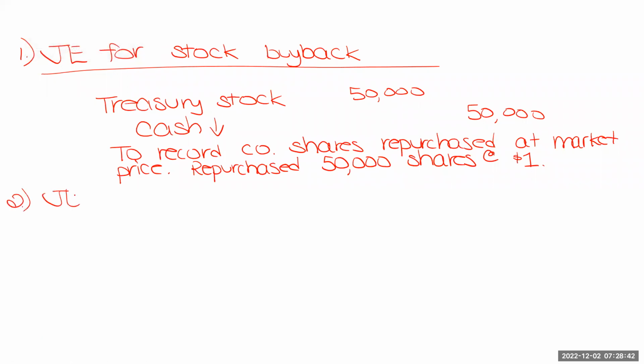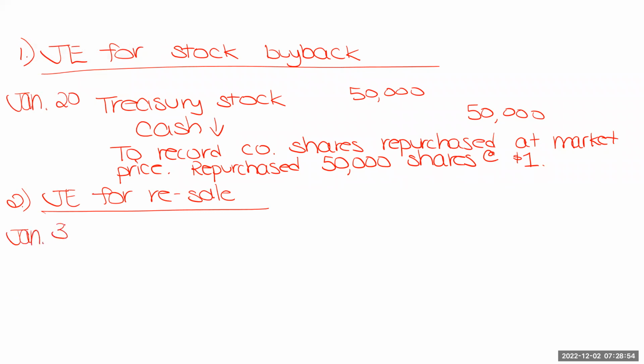So our journal entry for resale. So maybe we buy it back on January 20th, and on January 31st we feel like, yeah, the stock price has rebounded. We want to resell it. So we get cash this day. We're selling off our treasury stock.